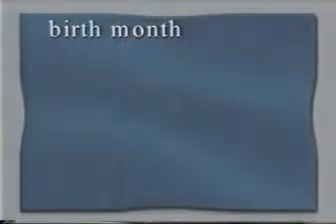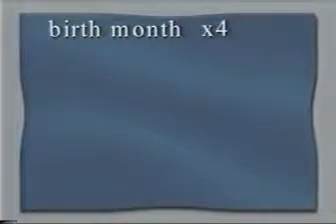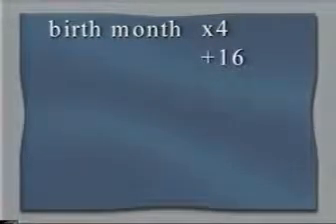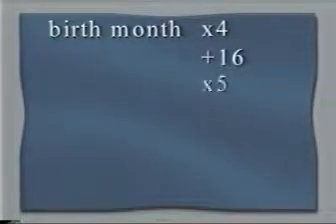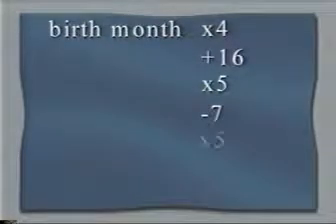You start with your birth month, 1 for January, 2 for February, etc., and multiply that number by 4. Get the answer. Add 16. Take that sum and multiply it by 5. Then you subtract from that answer a 7. So it's the answer to the previous minus 7. You get that answer and multiply it by 5.